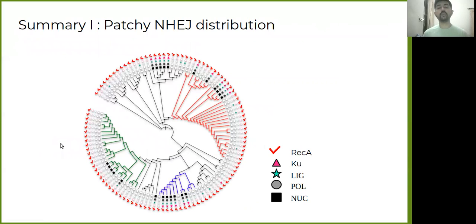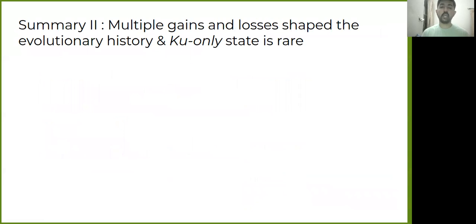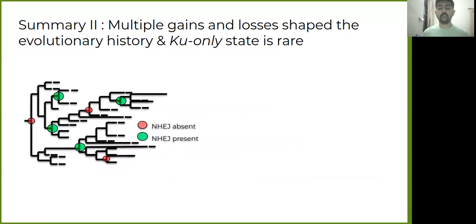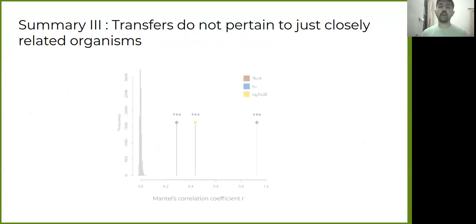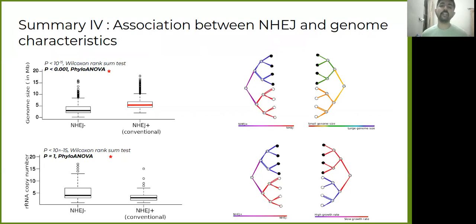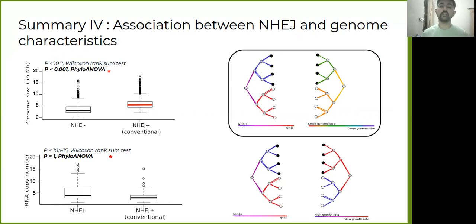So in summary, what I've told you today is that NHEJ has a patchy distribution. Multiple gains and losses could have shaped the evolutionary history of NHEJ, and the NHEJ-only state would be costly to maintain alone in the genome. Transfers have shaped NHEJ evolution, not just among closely related organisms, but also among distantly related bacteria and between archaea and bacteria. And finally, we see an association of NHEJ with genome size and growth rate. However, genome size is a better predictor of NHEJ state as compared to growth rate.